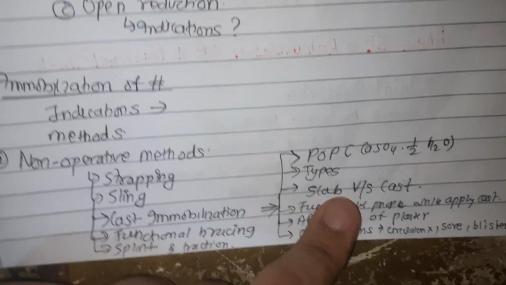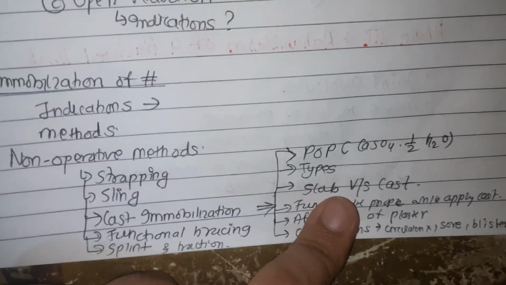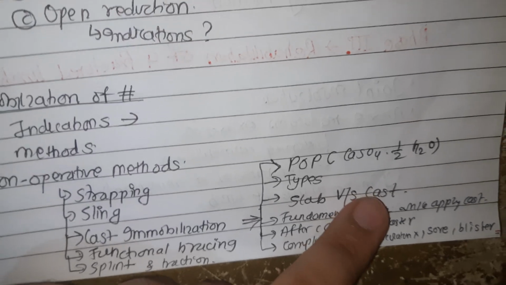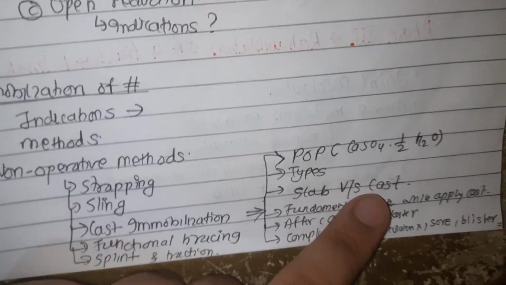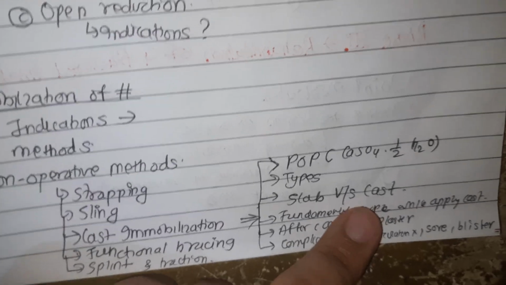And the average slab is about 12 inches thickness, and slab is used for immobilization of the soft tissue injuries and reinforcing plaster cast. And a plaster cast covers the whole circumference of the limb, and thickness varies with the type of fracture and the part of body on which it is applied.